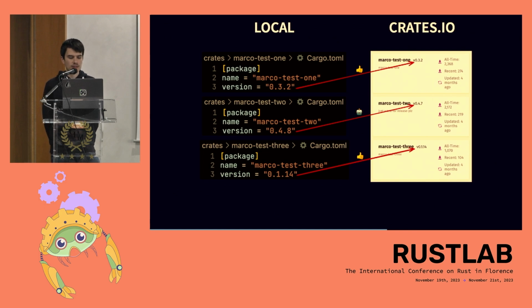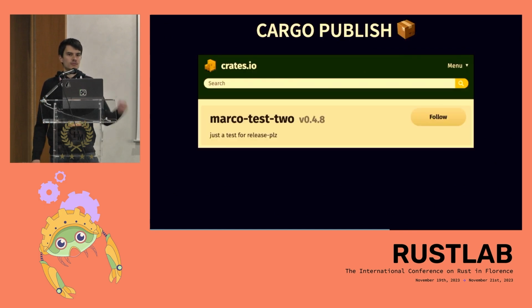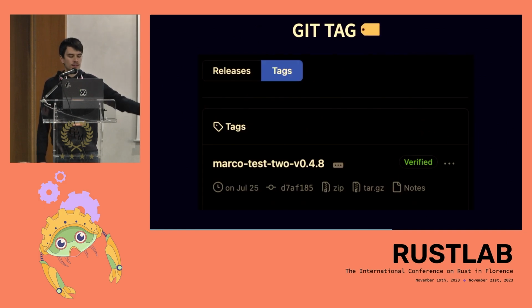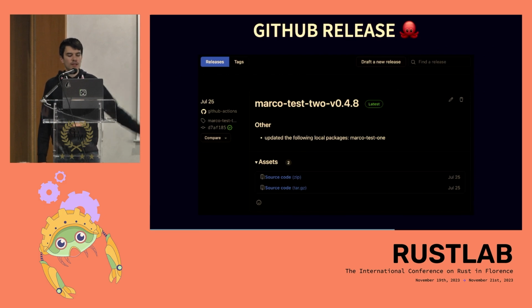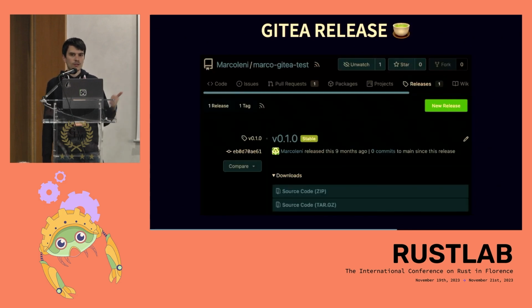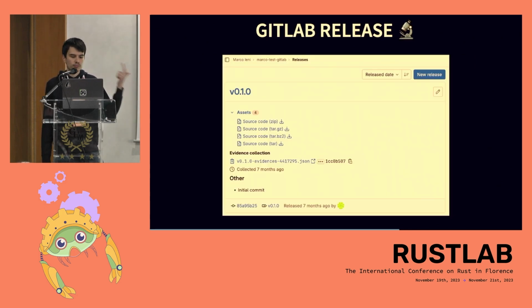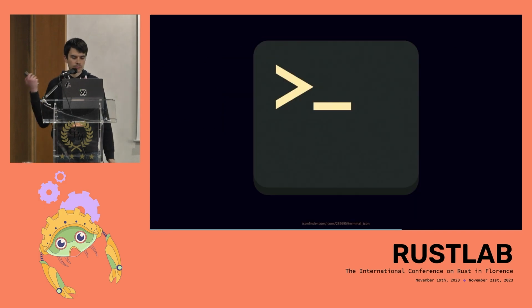So let's release this package. Release-plz will run cargo publish for you. It will create the git tag, and it will create the GitHub release by attaching the changelog to it. The release can also be created for Gitea and even GitLab.